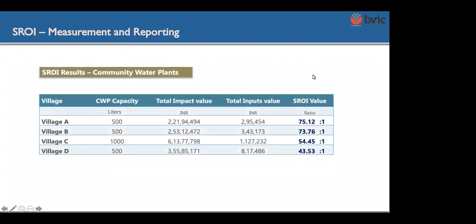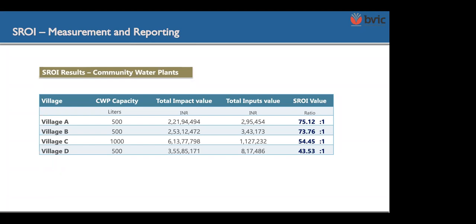Social return on investment reports the impact. In addition to whatever has happened, it also reports what had been the value of the intervention in terms of costs, in terms of expenses, and what has been the value of the outcomes or the impact.